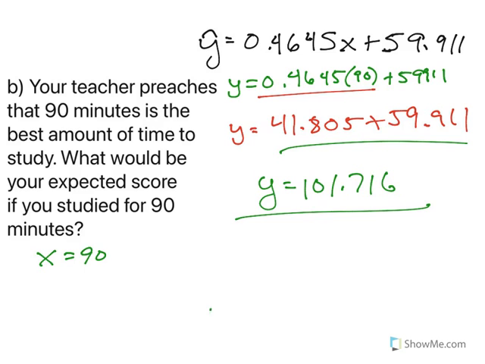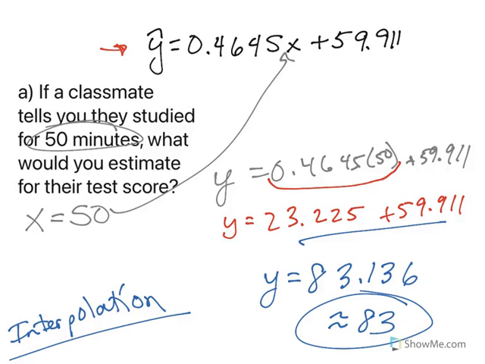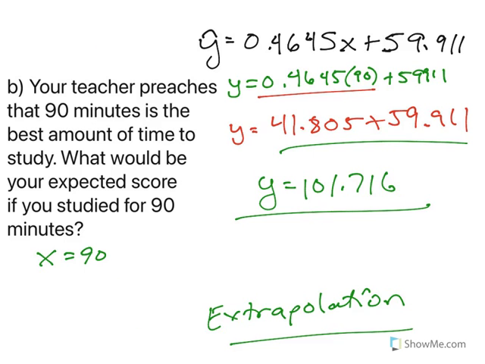True. This is an example, right, of extrapolation because it's outside. Nobody studied for 90 minutes. That is outside of our data. So we would expect a 101 if we studied for 90 minutes. So you can say, well, that's not exactly accurate. But it goes with the mindset that the more you study, the higher your test score. So maybe you would expect to score close to 100 because you studied so much.